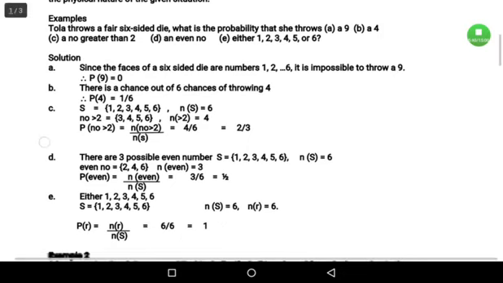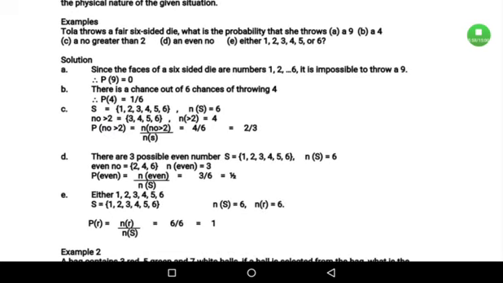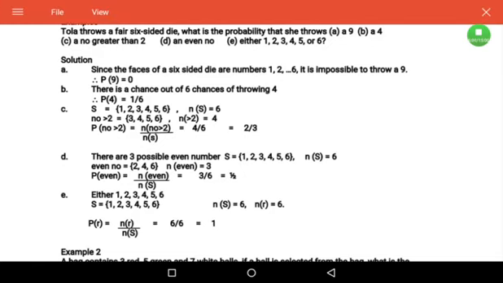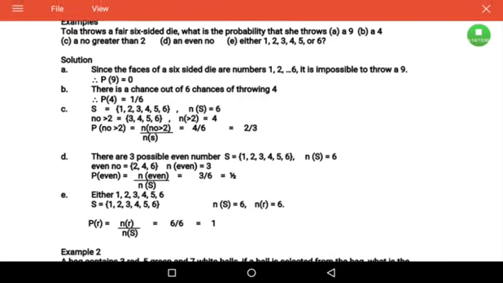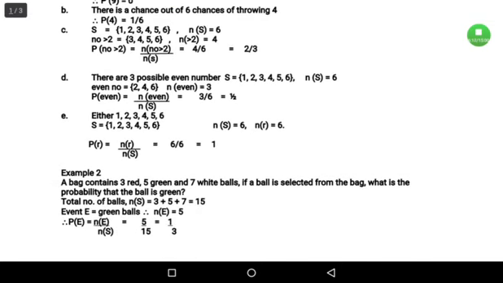Now for C, the probability of showing a number greater than 2. The sample space consists of 1, 2, 3, 4, 5, 6. Now, numbers that are more than 2 are 3, 4, 5, 6. That is 4 out of 6. Do you understand? So the probability of it showing a number greater than 2 is the number of figures greater than 2 over the total number in the sample space. So we have 3, 4, 5, 6, that's 4 numbers. So 4/6. That gives us 2/3. I believe that's clear.